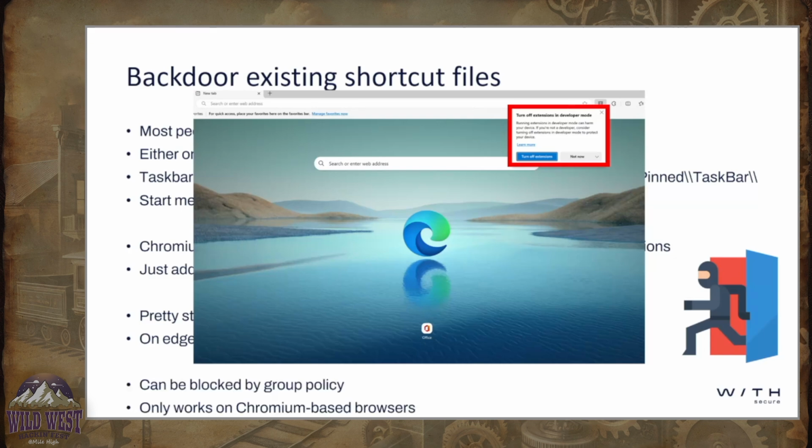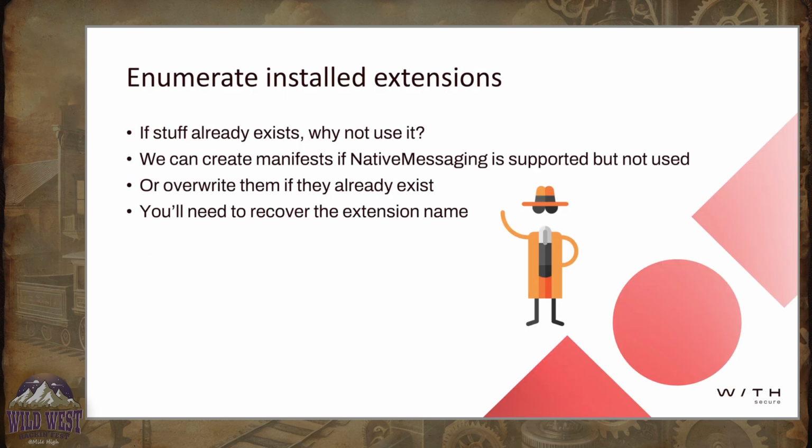The downsides to this technique: if you do have any group policies in place that stop extension loading for users, this will actually stop that, and it only works on Chromium-based browsers. And then finally, the most exciting technique, in my opinion, is enumerating already installed extensions and hijacking them. So if stuff already exists with the native messaging permissions granted, well, why not take advantage of that, right? We can write the manifest ourselves if it doesn't exist. But if it already does exist, we can overwrite it if we have those permissions, which again is nice.